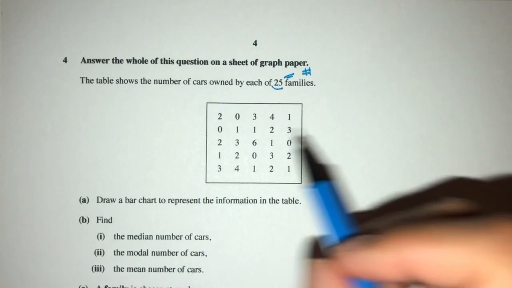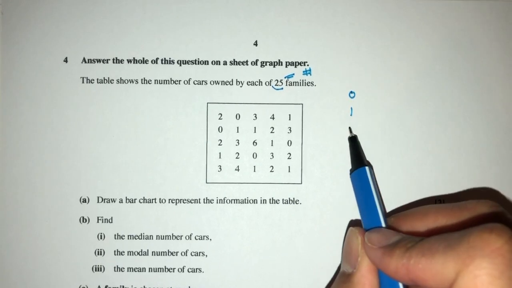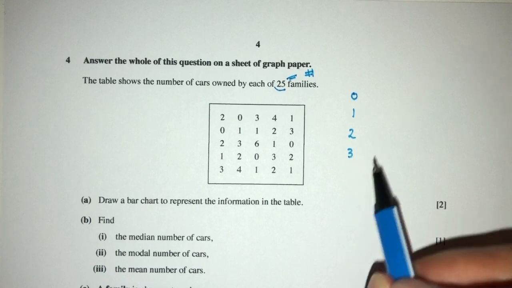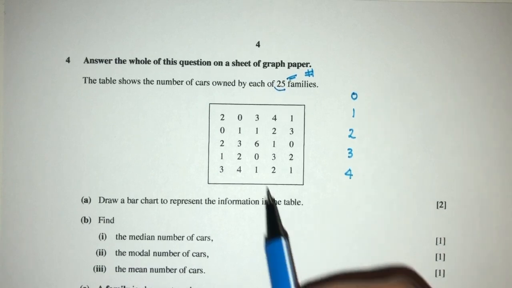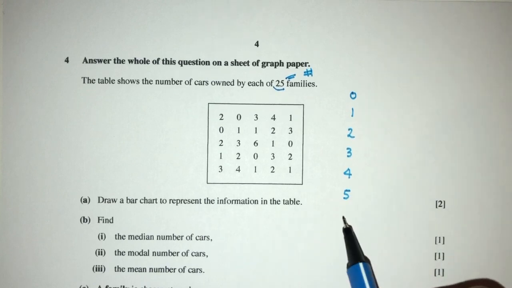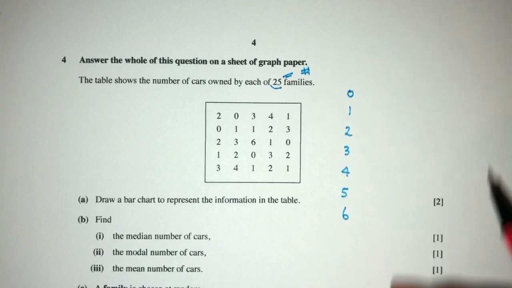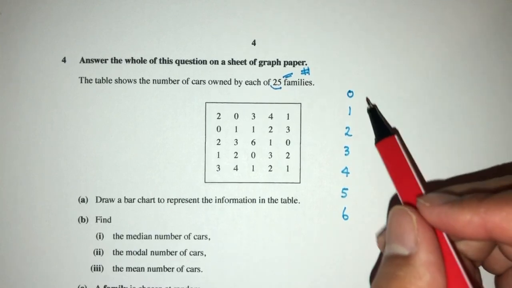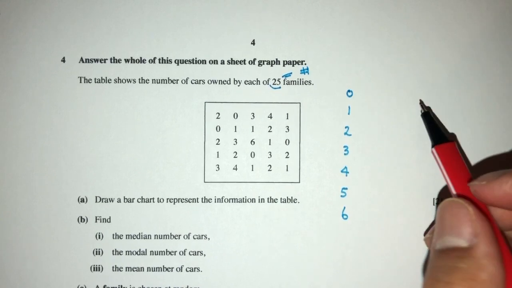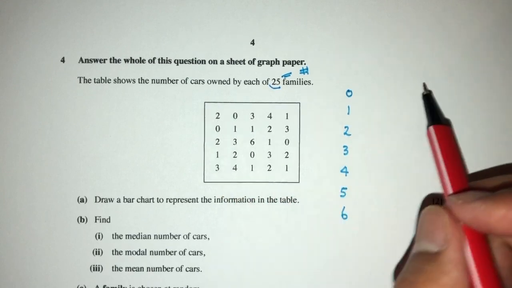So let's do that. We can own 0 cars, 1 car, 2 cars, 3 cars, 4 cars. Here we don't have 5, but let's write 5 because it will give you an order, until 6 cars. Because obviously these are numbers, you have to be in order, 0 to 6. Because of that, we have to include 5 as well. Now, how many families own 0 cars? We count one by one.